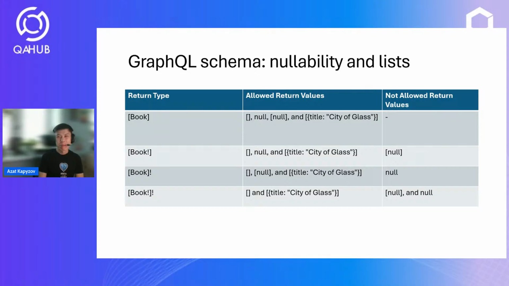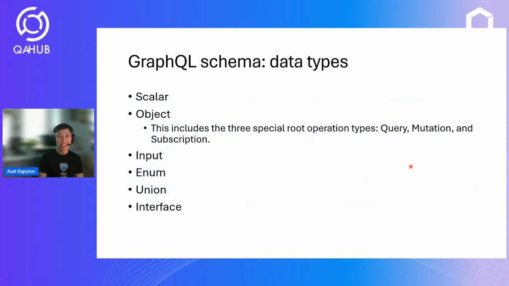Let's move on. Let's talk about some data types in schema. There are a few of them. They are scalar, object, which also includes root operation types like query, mutation, and subscription. We also have input, enum, union, and interface. So let's talk a little bit about all of them.